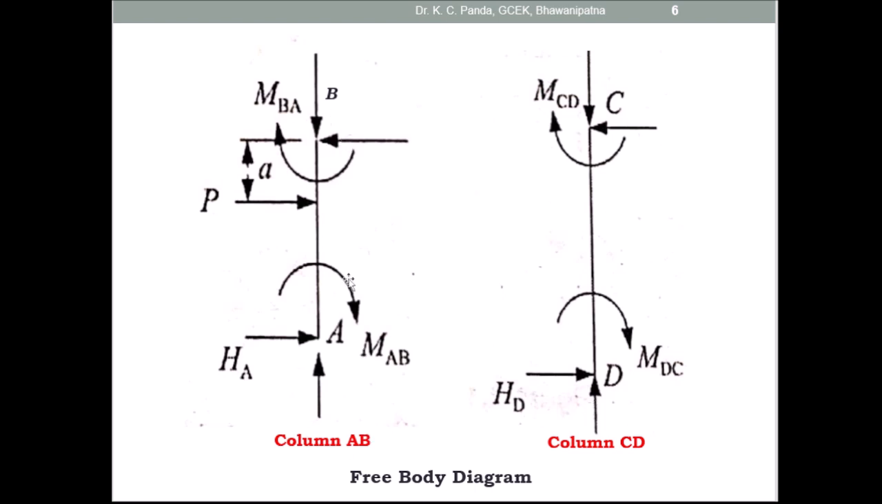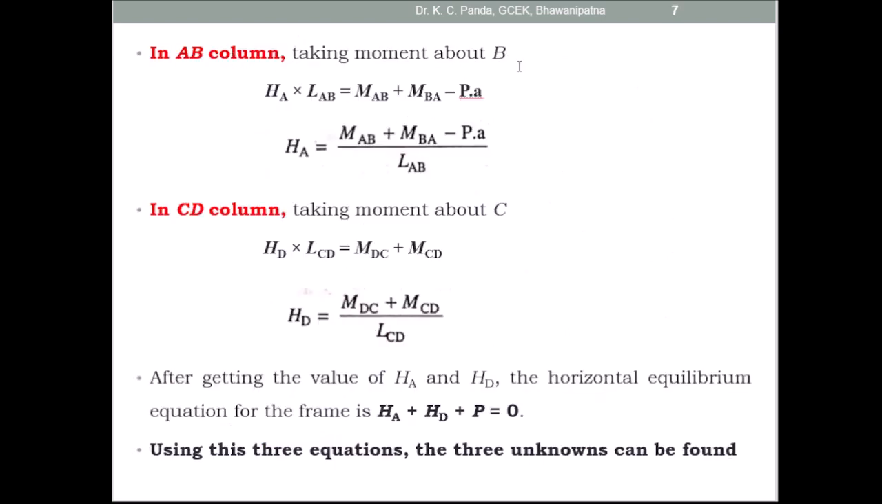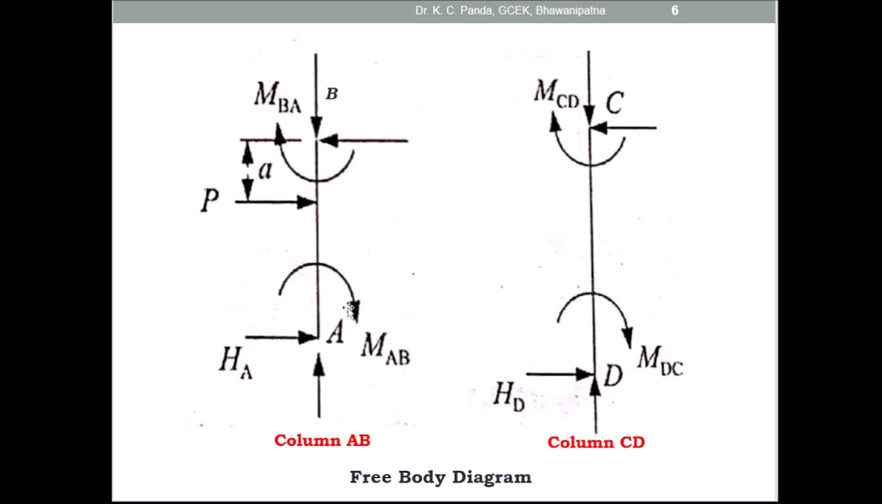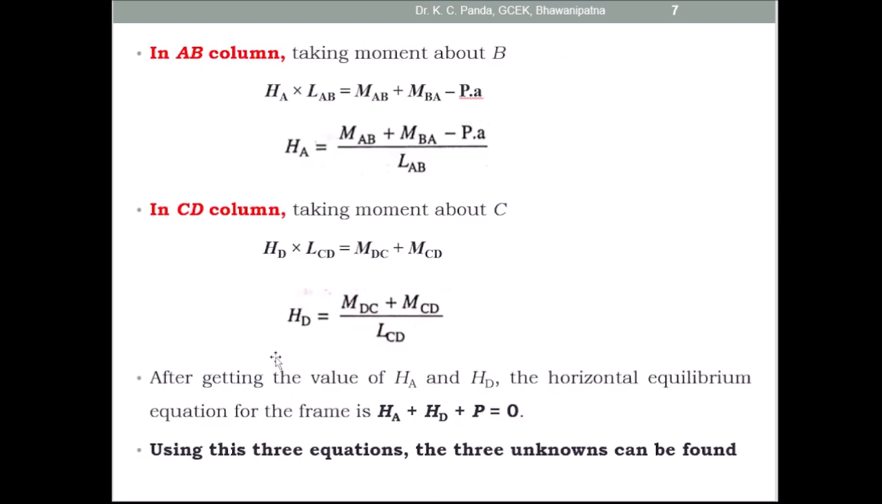For column AB, you have to take the moment about the joint B, and for column CD, you have to take the moment about the joint C. So in column AB, taking moment about B, this is clockwise and this is clockwise, MAB plus MBA, both are clockwise, and due to this force P, the moment is anti-clockwise, P into a, and due to this horizontal reaction at A, the moment is anti-clockwise. So this is HA into LAB, where the length of AB is LAB. So P into a plus HA into LAB is equal to MAB plus MBA, and you can find out HA is equal to MAB plus MBA minus P into a, divided by LAB. So this is the horizontal reaction at A.